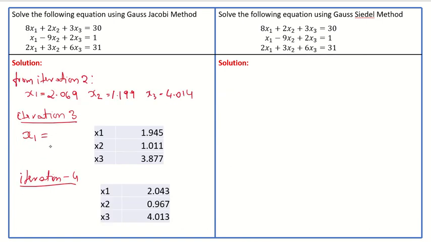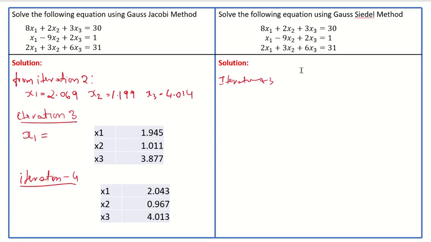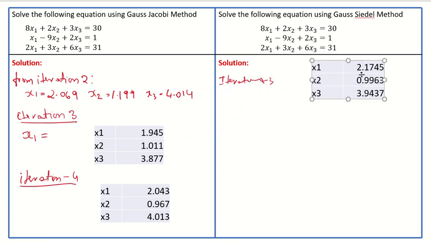Now for iteration 3 I am going to use these updated values of x1, x2, x3. That is these values I am going to use. 3.9437 is the updated value. Let me copy that for reference and put it here. So these are the new values of x1, x2, x3 from iteration 2.